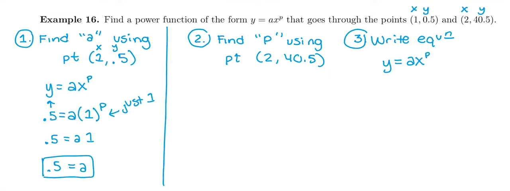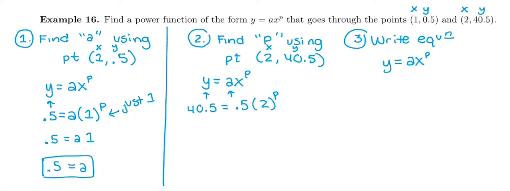Now we'll use the other point to plug into y equals ax to the p. So we have our x and our y. We're going to use the one that doesn't have the 1 for the x value. We're going to say the y value is 40.5. We've already found a in the first step. It was 0.5. We have the x value of the point, which is 2, raised to the p. So we're going to find p in our second step.